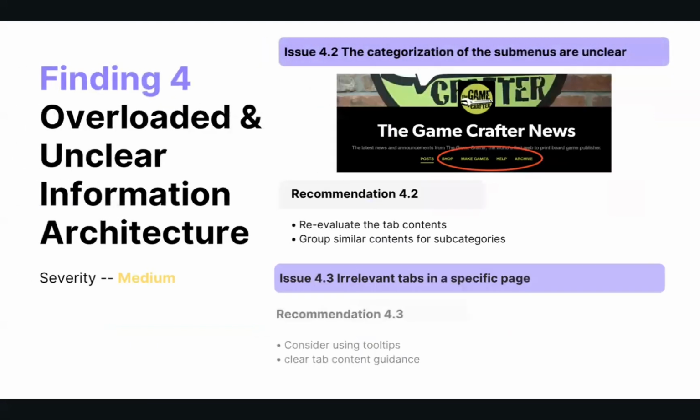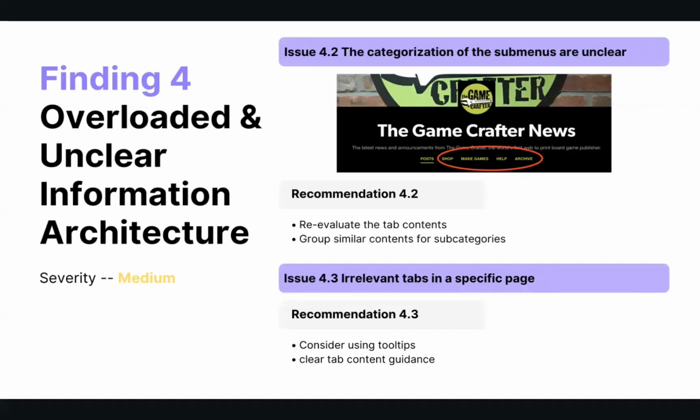Issue 2, the categorization of the submenus are unclear. As shown in the picture below, there is the news page. The shop, make games, help, and archive tabs are irrelevant. The website should evaluate the tab content and group similar content for subcategories. Issue 3 is very similar, which is about the irrelevant tabs in a specific page. The website could consider to use tooltips and provide a clear tab content guidance.